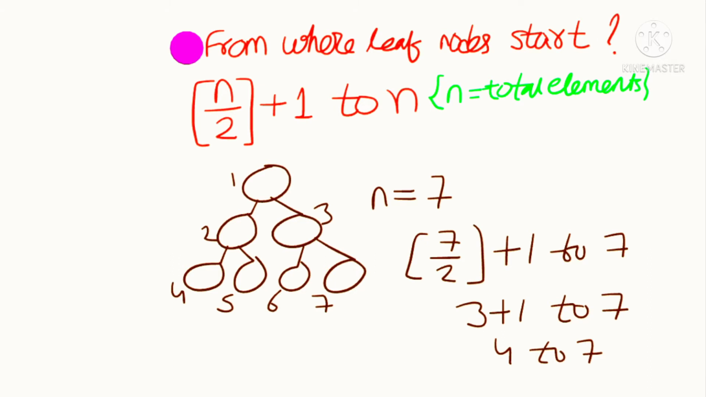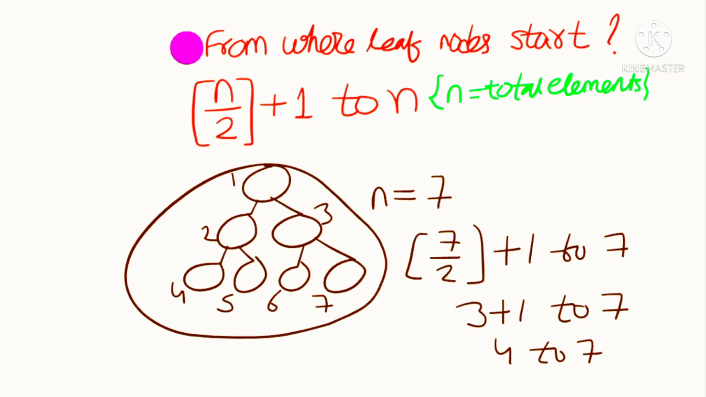But actually when you perform a task in a computer, there will be so much data. It will be millions and millions. So how to calculate? We will know the number of nodes present here, meaning the total number of elements in this binary tree. Now it is 7. So from this, how can we calculate the leaf nodes, from where they will start and till where they will end. So the formula is n by 2 plus 1 to the nth element.